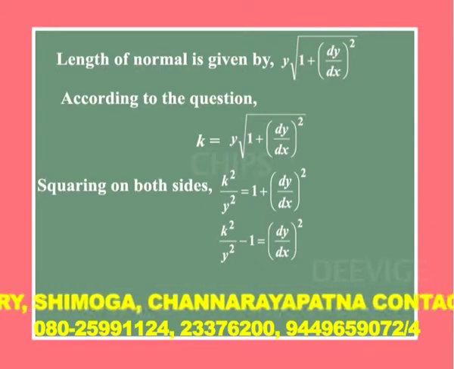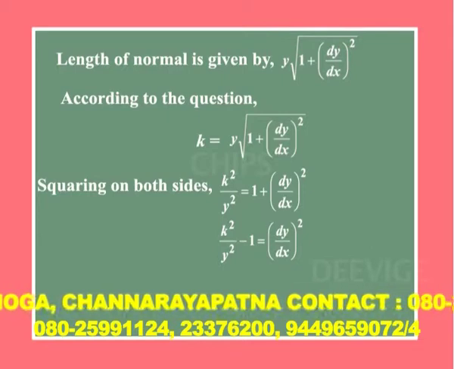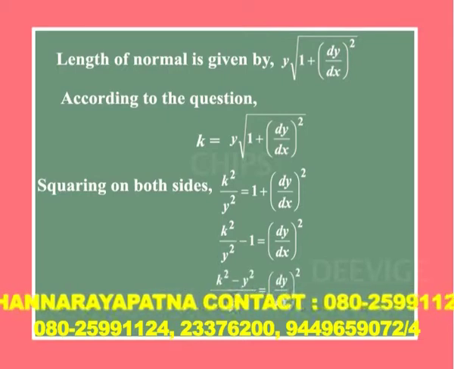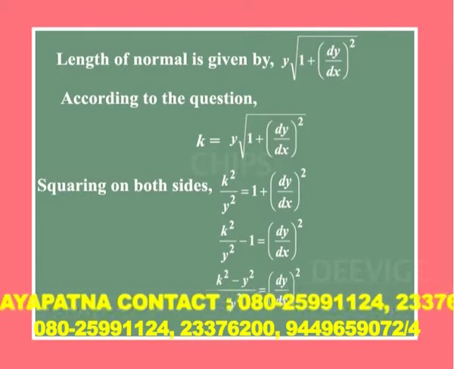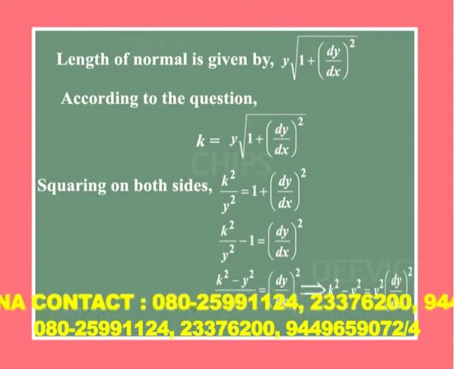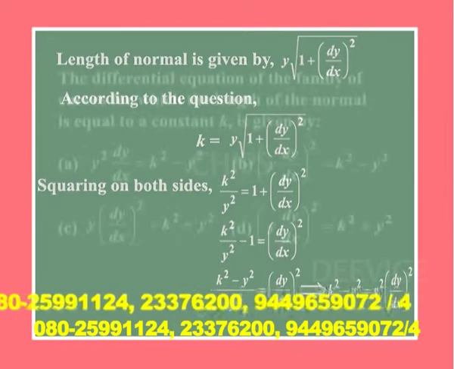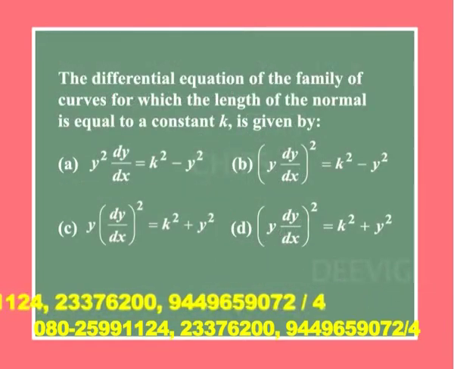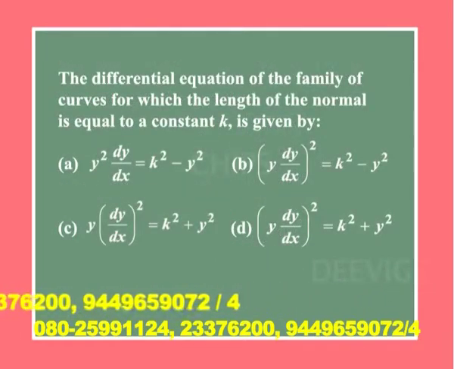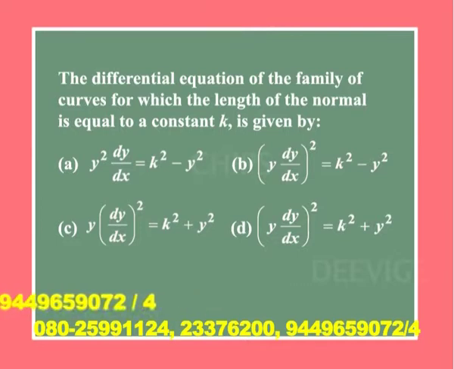k square by y square minus 1 is equal to dy by dx whole square. k square minus y square by y square is equal to dy by dx whole square. Therefore k square minus y square is equal to y square into dy by dx whole square. That is possible only in option B. Therefore y into dy by dx whole square is equal to k square minus y square. Option B is the correct option for this.